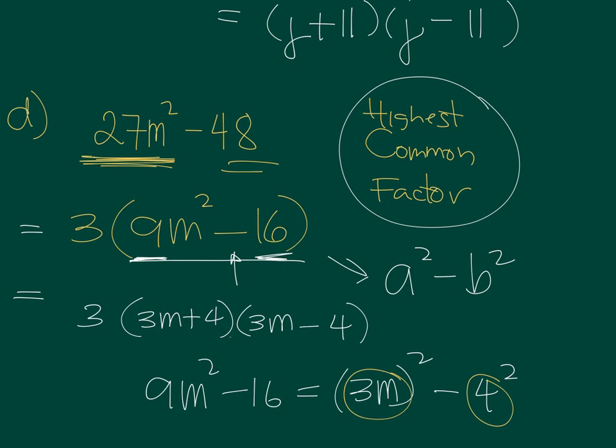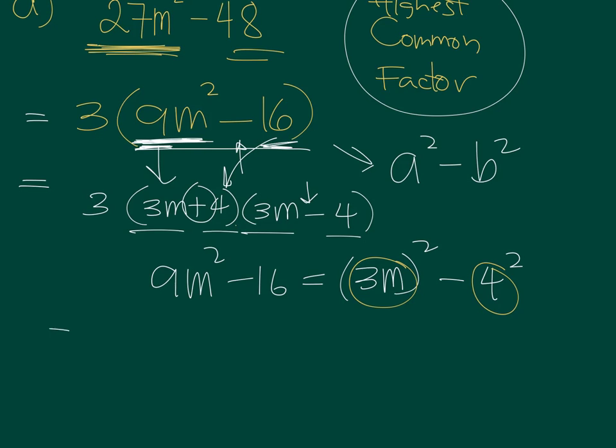Some people can do it in a very direct manner. They take the square root of 9m squared and they get 3m. They take the square root of 16, which is 4. So that's how it provides you 3m and 4. And then the second factor will have the same values, 3m and 4, and all you have to do is take the opposite sign of plus, and that is minus. So all in all, the factored form is 3 times (3m plus 4) and then (3m minus 4).